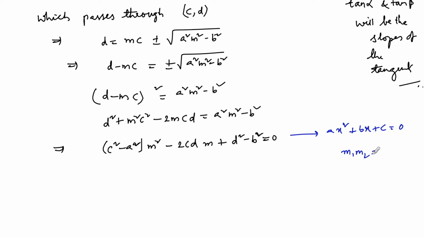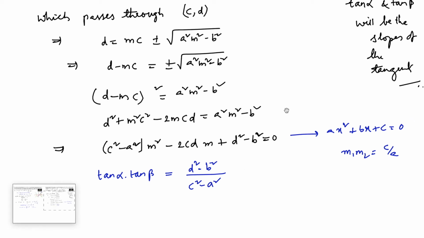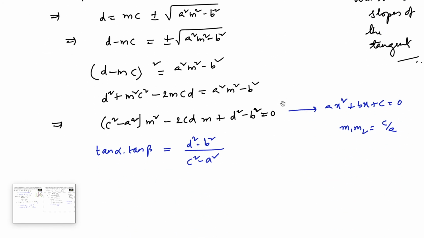So here the variable is m, and since we know that the product of the roots m1·m2 is equal to c/a, and here tan alpha and tan beta are the roots, we can say tan alpha times tan beta is equal to the constant term upon the leading coefficient, that is (d² − b²)/(c² − a²), which is given in our problem as tan alpha times tan beta = 1.